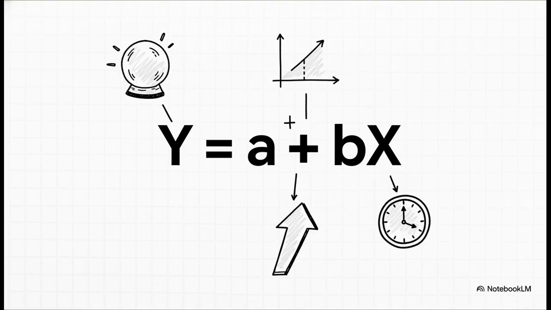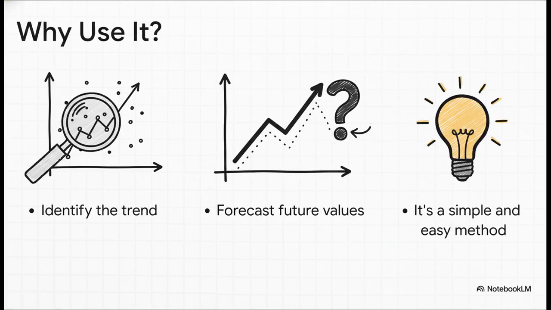Y, that's the future value we're trying to predict, like next quarter's sales. X is just our time variable, so the month, the year, the day, whatever it is. A is what we call the intercept, which is really just the starting point of our line. And B, the slope, well, that's the most important part for us. It tells us the trend. Is it going up? Is it going down? And by how much?